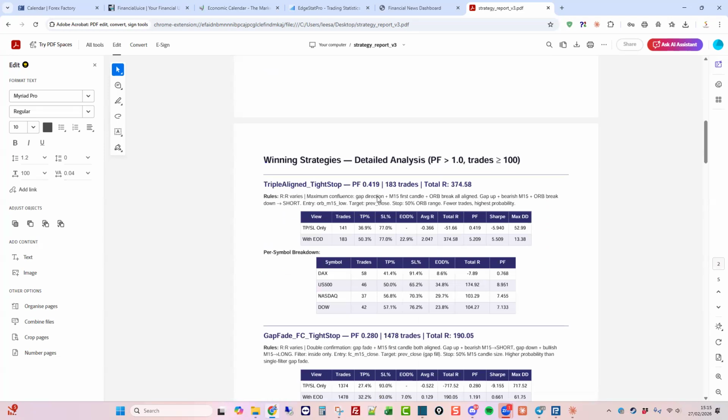Gap direction plus 15-minute first candle plus ORB break aligned, gap up bearish. These rules don't make sense. Human readable. These aren't. Triple aligned. Maximum confluence. Gap direction plus M15 candle plus ORB break. Right. So he's saying the first 15 minutes and you break long on the ORB in the direction of the gap. When it's a gap up with a bearish M15, I don't know what, he needs to explain this. That doesn't make any sense to me whatsoever. In kind of AI code talk, isn't it?